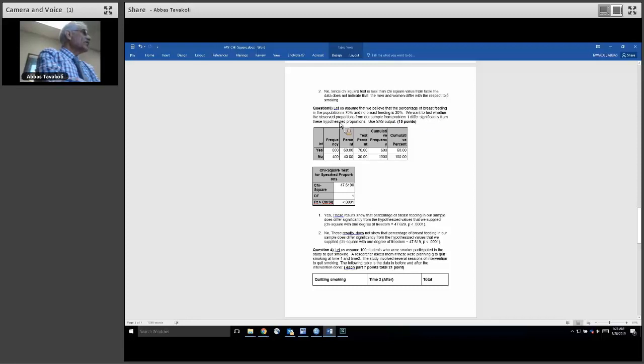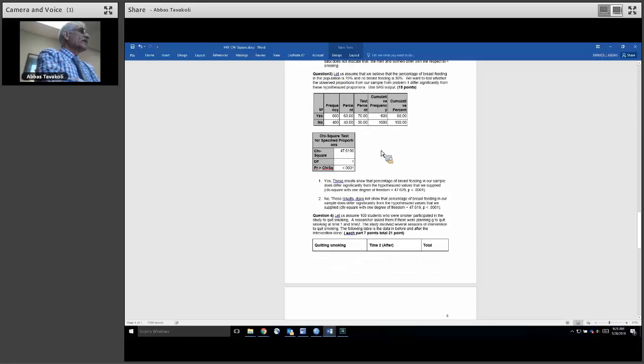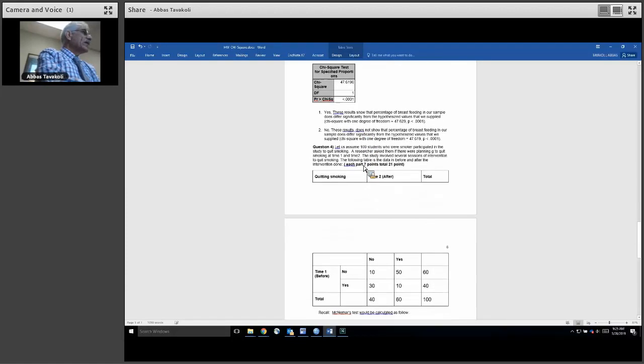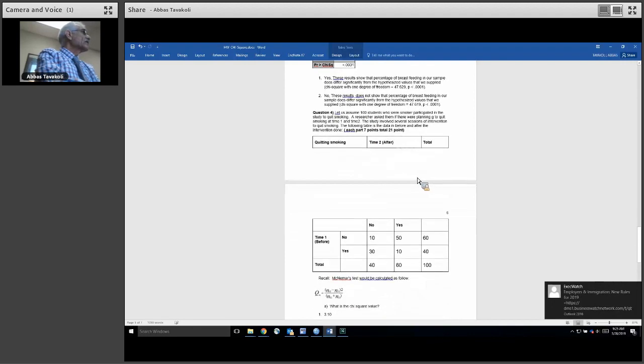So question 3 is, we believe the breastfeeding in the population is 70% and no breastfeeding 30%. We want to test whether the observed proportion from our sample from problem 1 differs significantly from this hypothesis. So again, this is like a binomial test, a proportion test. Based on the output, you can answer the question by looking at the p-value and comparing to your alpha. If your p-value is less than alpha, you reject the null and then conclude the alternative.